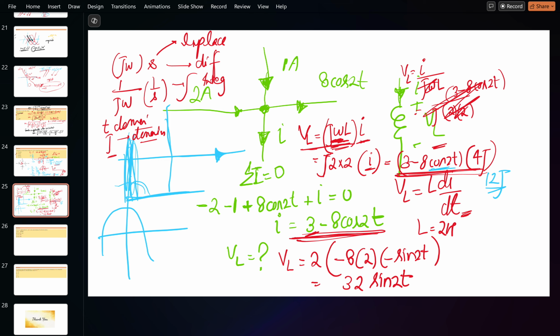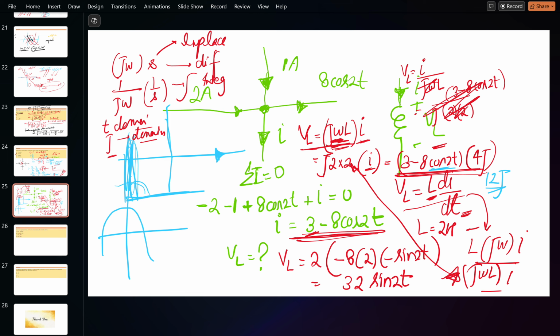Then VL will be simply di by dt. But L was also there, no? So this is the exact equation. If you represent L di by dt, it will become L multiplied by j omega multiplied by I. That is j omega L multiplied by I. That is the same equation, no? Similarly, you can imagine it like this also, because this equation and this equation are both the same.